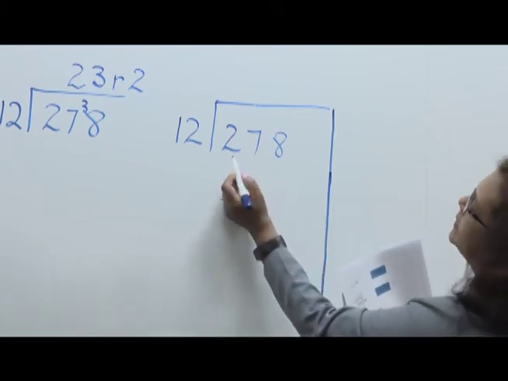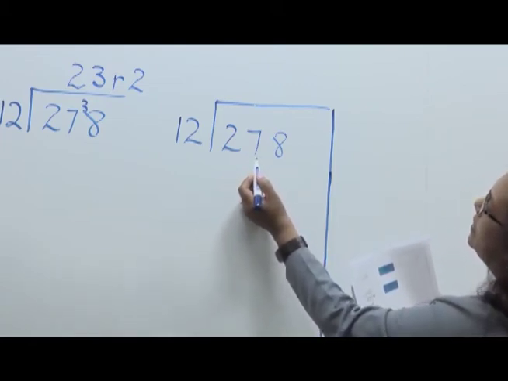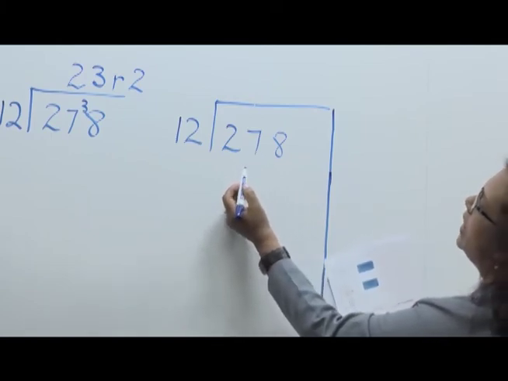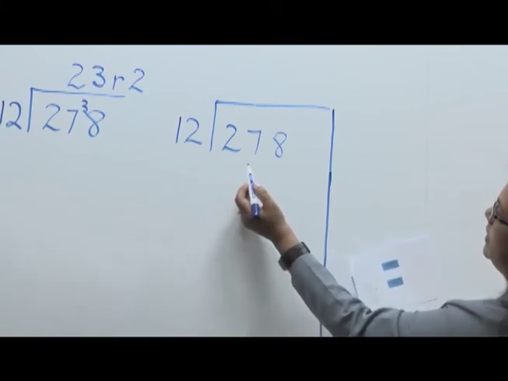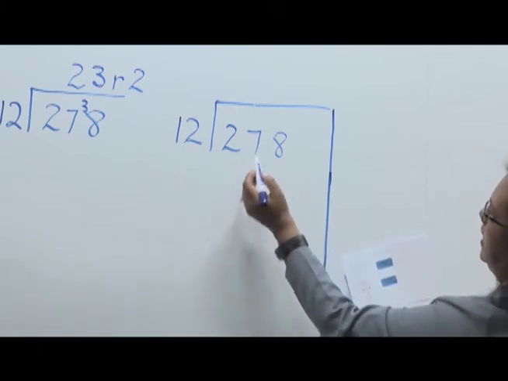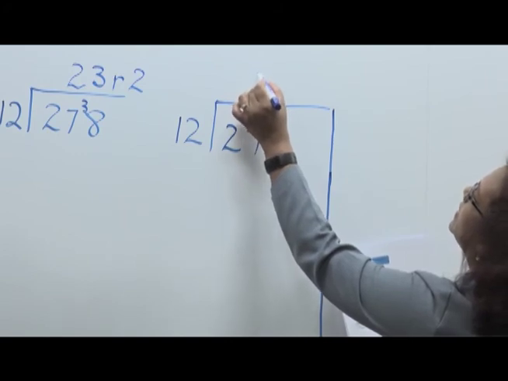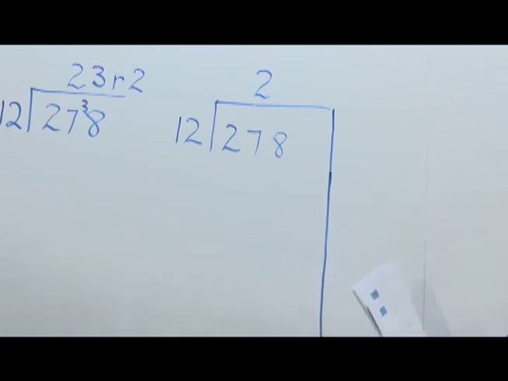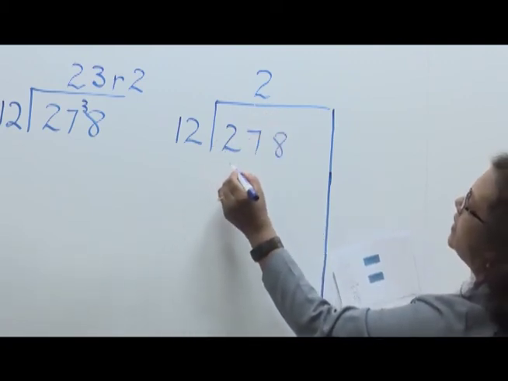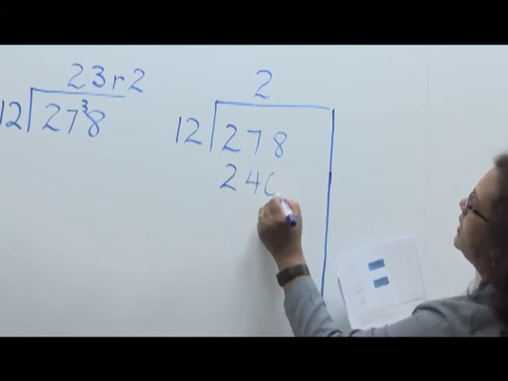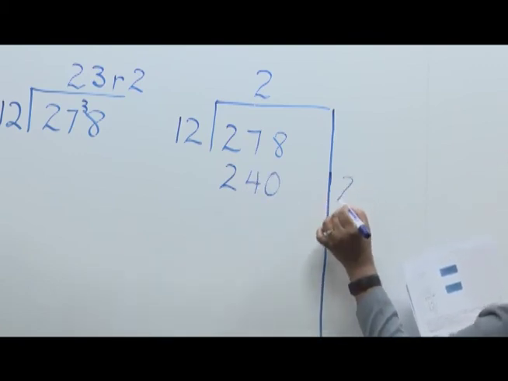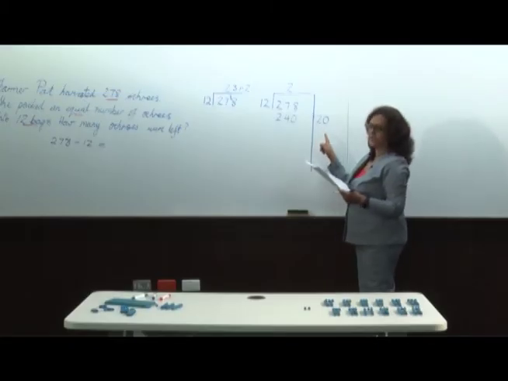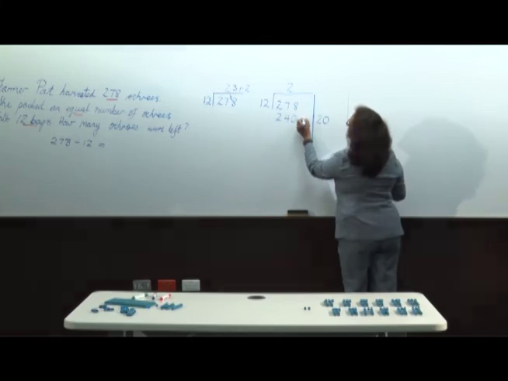So I'm going to look at the first two numbers, the 2 and the 7, which represents 270. And I'm going to see how many sets of 12 I can get in 270. And above here, I'm going to write a 2. Now that 2 represents 20. 20 by 12 is 240. I'm going to write that 20 here because it's my partial answer. And I'm going to subtract.